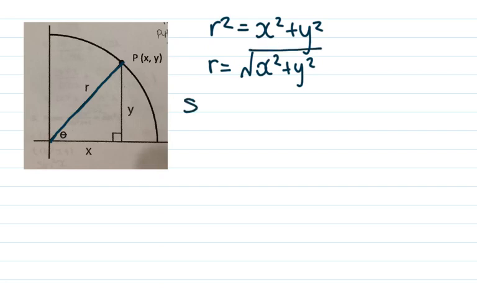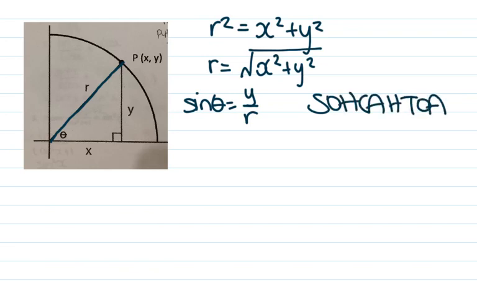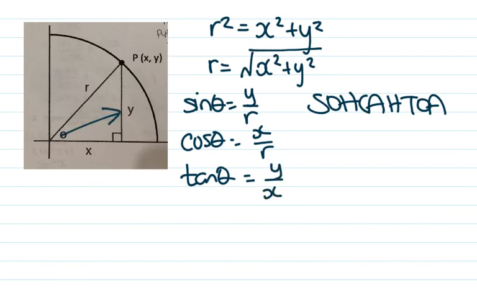Then we have sine theta equals y over r, and that's developed using SOHCAHTOA, where sine is opposite over hypotenuse, so y over r. Then we have cos theta is x over r, and that would be adjacent over hypotenuse. And then we have tan theta, which equals y over x, because it's opposite over adjacent.